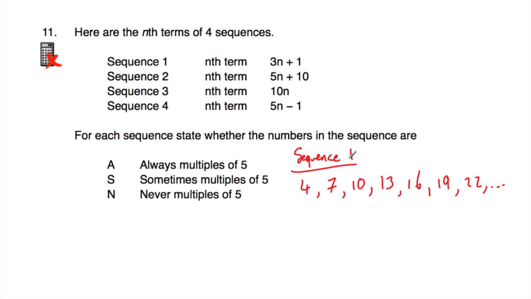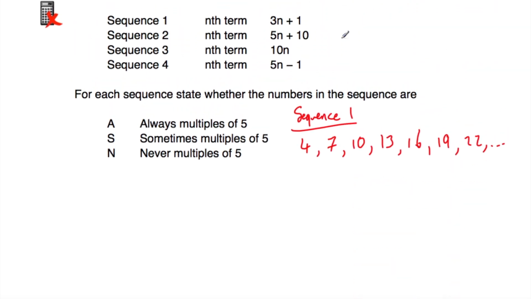Now, if we have a look at the sequence, are the terms always multiples of 5? Well, no. The first term in the sequence is 4, so that's not a multiple of 5. 7's not a multiple of 5. 10 is a multiple of 5, though. 13's not, 16's not, 19's not, 22's not, and so on. But here we have got that 10's a multiple of 5, so there's sometimes multiples of 5. There are some multiples of 5, but they're not all multiples of 5. So for the first sequence, it's going to be an S, sometimes multiples of 5.